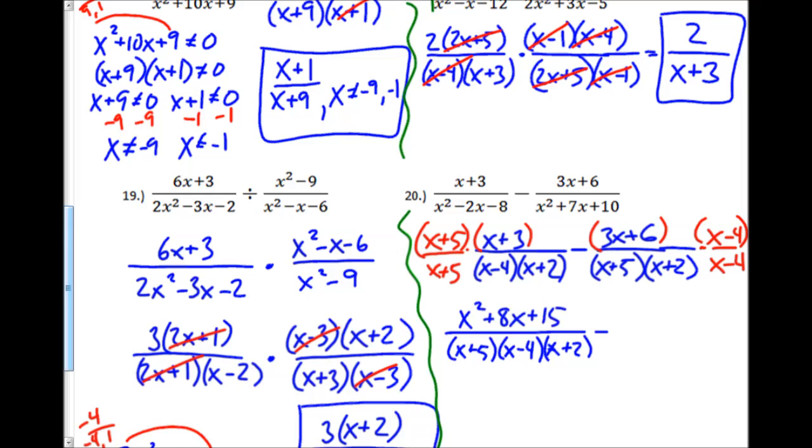Up here, I have to distribute this guy as well. That's a 3x squared. That's going to give me a minus 12x and a plus 6x, which is a minus 6x minus 24.